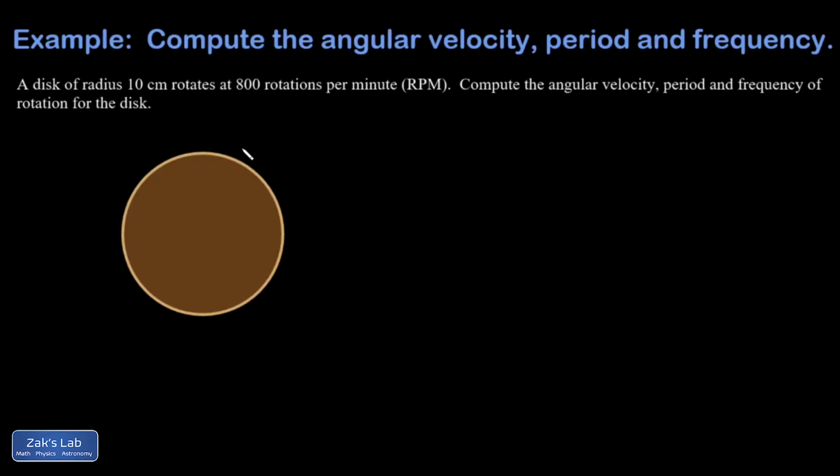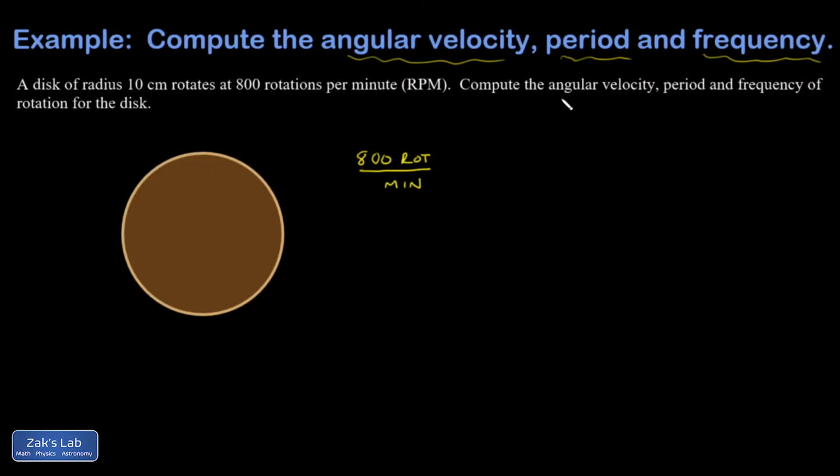This problem is a little exploration of angular velocity, period, and frequency, all these related quantities for a spinning object. And what we're given is rotation rate in rotations per minute. So I have 800 rotations per minute, or RPM. So I'm going to go for the angular velocity first.